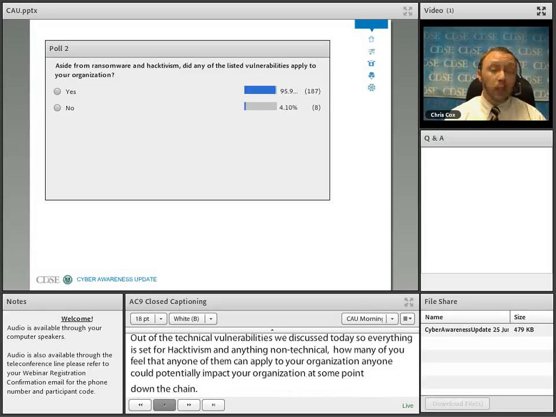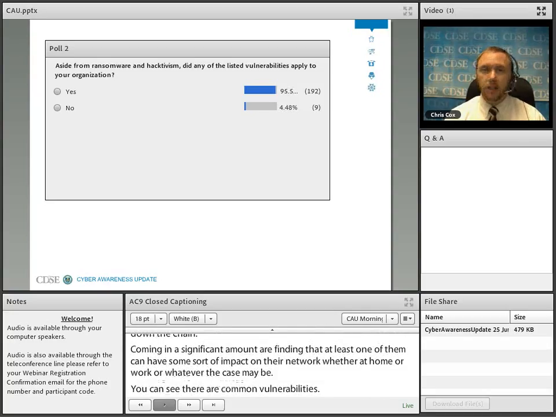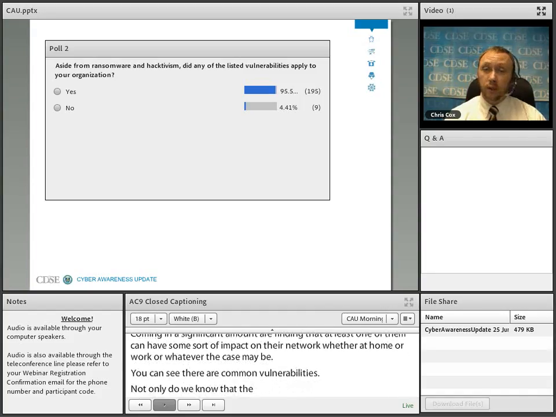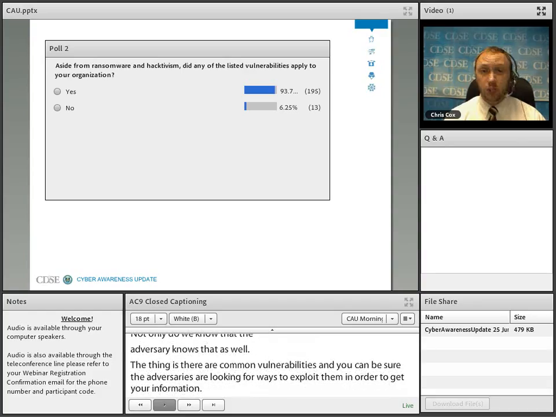Not only do we know that, but the adversary knows that as well. Seeing as there are common vulnerabilities, you can be sure that the adversaries are looking for ways to exploit them in order to get your information. They're monitoring the same open source resources that we can all see in order to see what the current threats are, what the current trends are, and what vulnerabilities exist. By knowing what's on your network and knowing how to secure it, you can help make yourself that harder target.